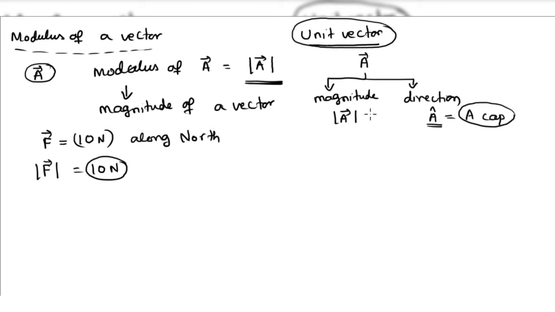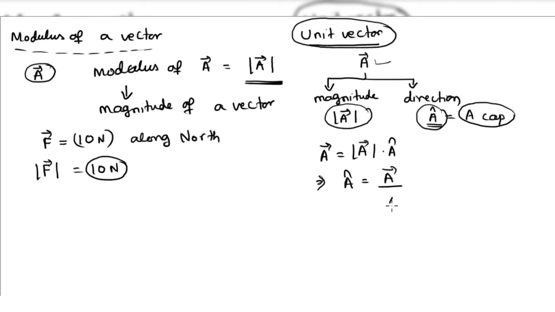So if I multiply this magnitude with the unit vector, I will get the resultant vector A. Means A vector is equal to modulus of A into A cap. Or I can write A cap is equal to A vector divided by A vector modulus. This is known as unit vector. So what is the definition of unit vector?